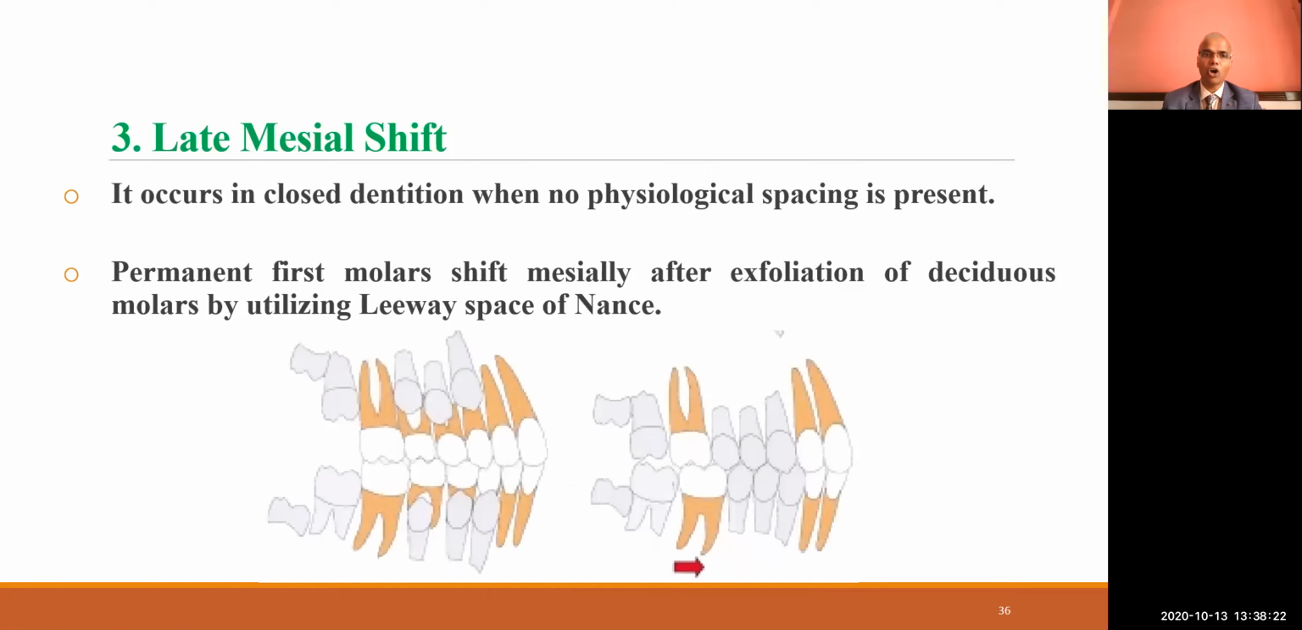Then late mesial shift occurs in closed dentition where no physiological spacing is present. In this, the permanent first molar shifts mesially after exfoliation of the deciduous molar by utilizing the leeway space of Nance. Means the first permanent molar, here in the diagram you can see, initially erupts into an end-on relationship. And after exfoliation of the deciduous canine, first molar and second molar, it utilizes the leeway space of Nance, which causes shifting of molars in the mesial direction. Since it occurs late, it is called late mesial shift.